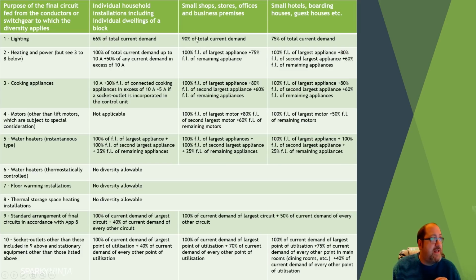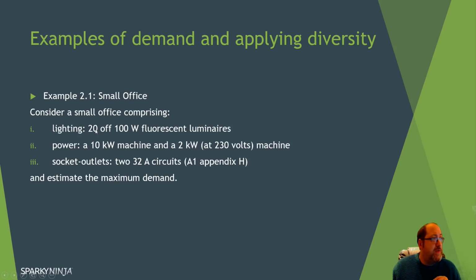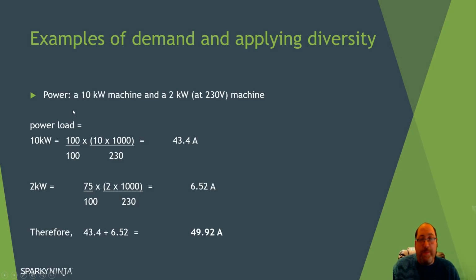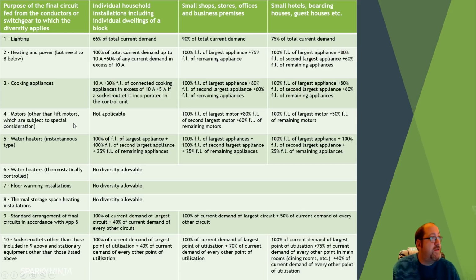But first, let's see. It says here for lighting, it's 90% of the total. So for lighting, 20 of 100, it's 90% of 20 times 100. And there's that factor of 1.8 over the 240. Okay, 13.5 is your total for the light one. Let's put the light one aside. Next one is power. Now power was heating and power, 100% of the largest, 75% of the remaining.